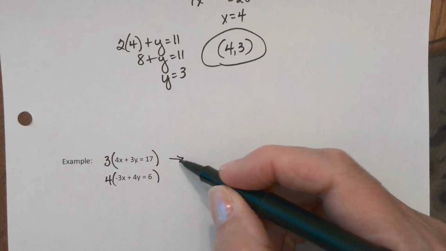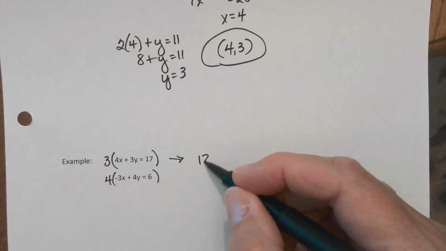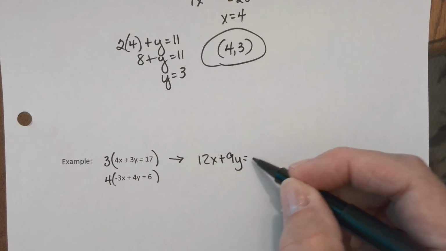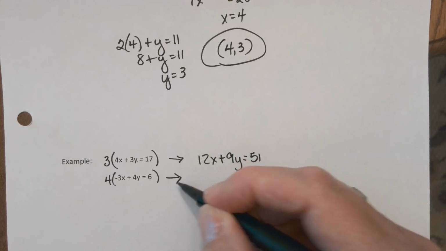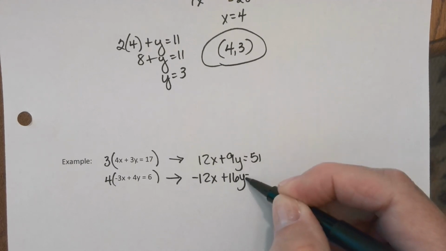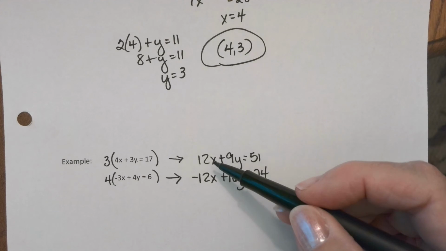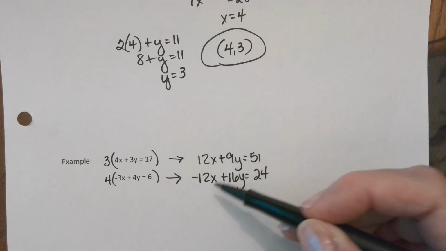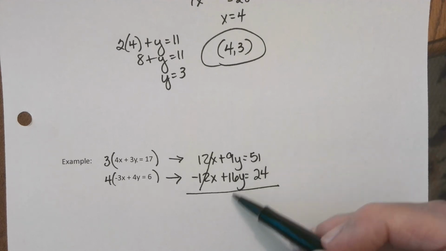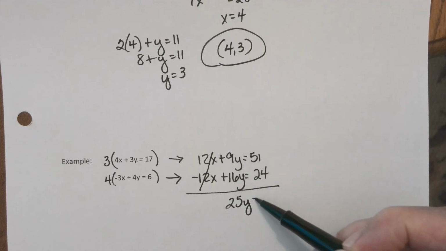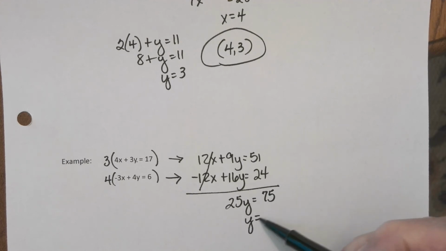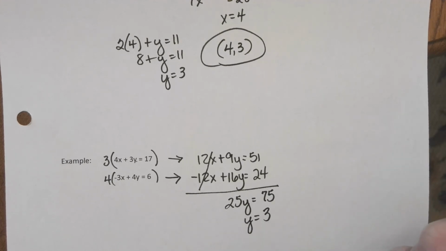Now look what happens. When I multiply through, I get 12x plus 9y equals 51. And here I get negative 12x plus 16y equals 24. Now they are opposites. And when I add them together, they'll cancel. Now I add these together, I get 25y. I add these together, I get 75. Divide both sides by 25, and I get that y is 3.